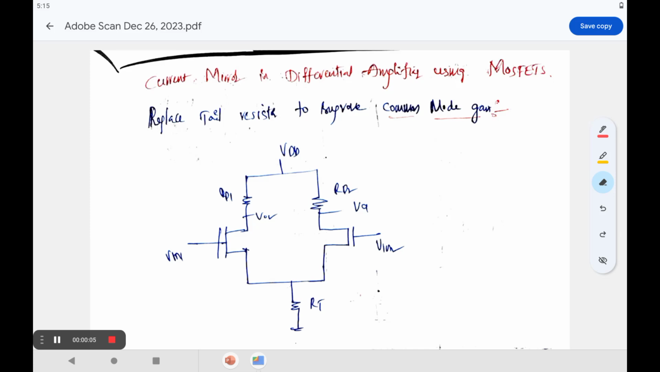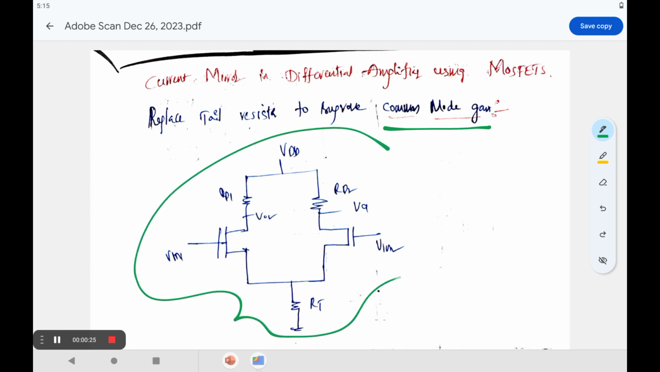In this video, we are going to see about the current mirror circuit used in the differential amplifier. At the same time, the differential amplifier can be designed with the help of a MOSFET. So in this case, first we have to observe the common mode configuration. Later we will go for the second case. So in the common mode configuration, this is a basic representation of the differential amplifier.